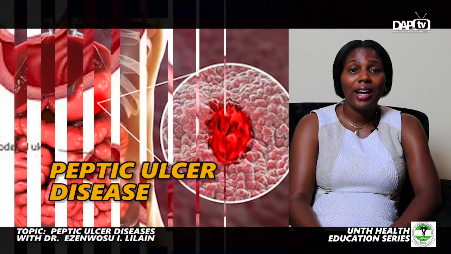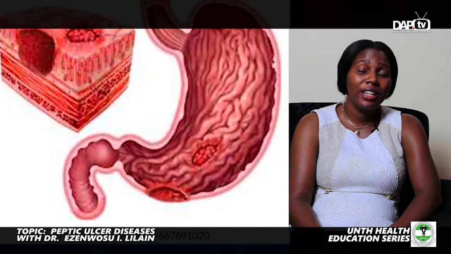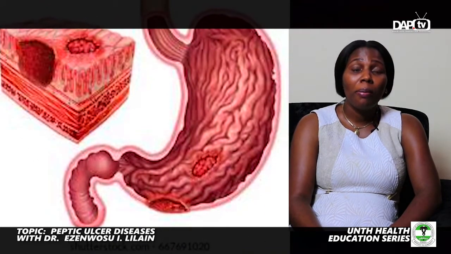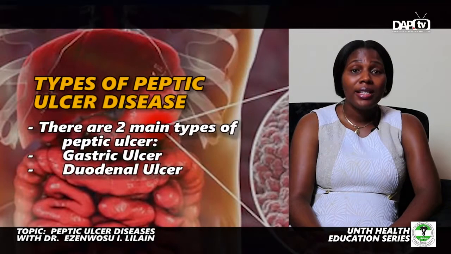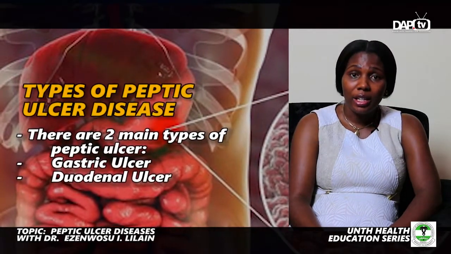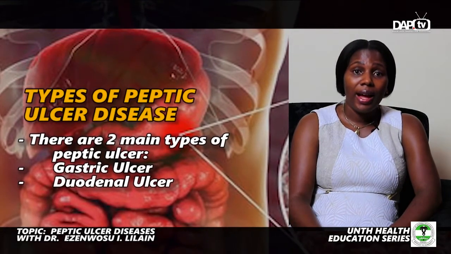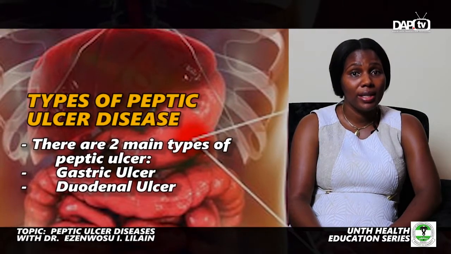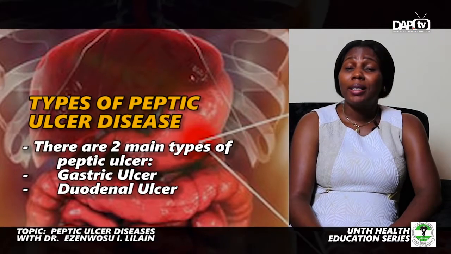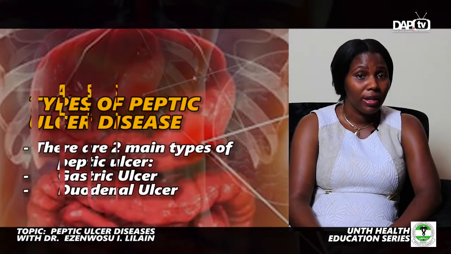Peptic ulcer disease are open sores that are found in the lining of the stomach and the upper part of the small intestines. Having said this, it means there are two types of peptic ulcer: the gastric ulcer, which occurs at the stomach, and the duodenal ulcer, which occurs at the upper parts of the small intestine. About 10% of people have suffered from peptic ulcer disease, which tells you that it's common.